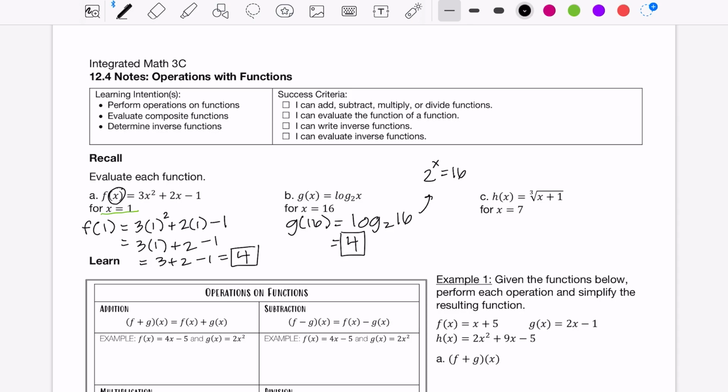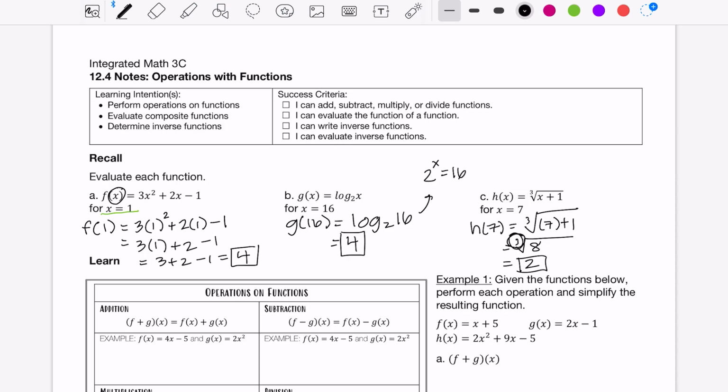And then this one right here, this function h has a cube root in it and a plus 1. So we're asked to find h of 7. Just make sure you simplify under the radical first, because the radical symbol is a grouping symbol, just like parentheses and fraction bars and brackets, things like that. So we do underneath the radical first, and that's going to be the cube root of 8. So you're saying, can I get 3 of a kind out of 8? And that would be 2, because 2 times 2 times 2 is 8.